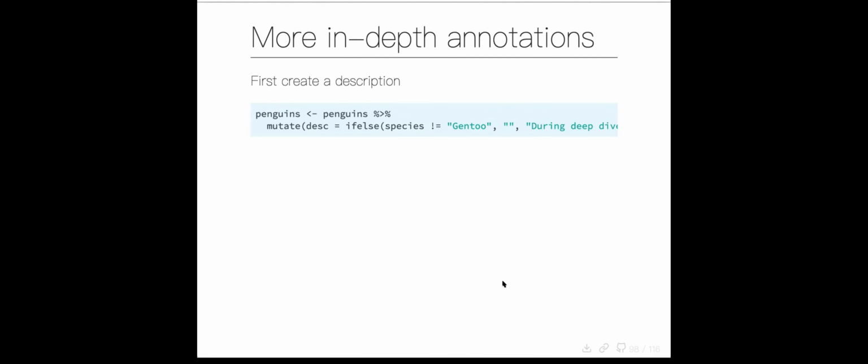You can also add more in-depth annotations by adding this additional description argument. So in this case, I'm saying, okay, if penguins is not equal to gen2, then do nothing. But if it is equal to gen2, then have this long thing.